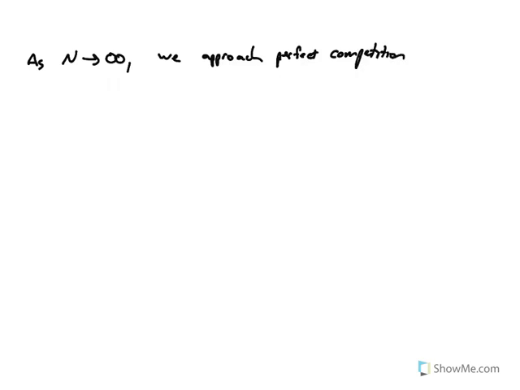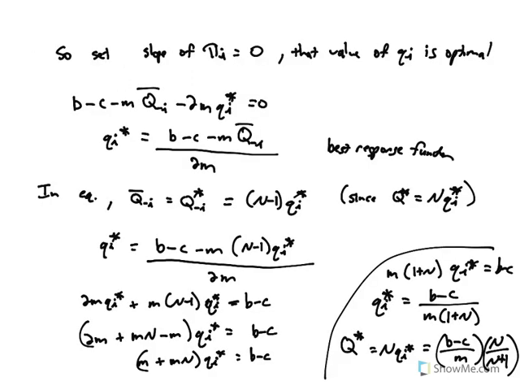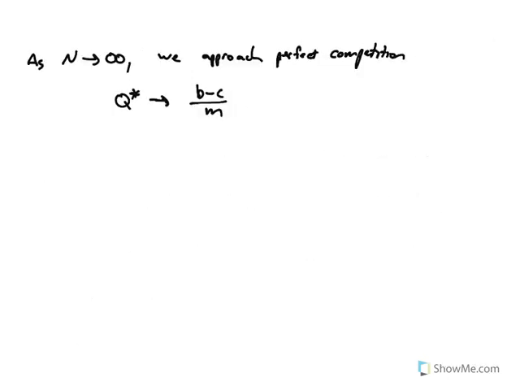Right? As the number of firms gets infinitely large, every individual firm becomes arbitrarily small relative to the market, and they become a price taker, right? So we're approaching perfect competition, then Q star approaches, well, we had b minus c over m, I believe. I'm going to check that real quick. Yeah, times n over n plus 1. But n over n plus 1 in the limit as n goes to infinity approaches 1. It actually approaches it quite quickly, right? So big Q star is simply equal to b minus c over m, right? So that's the equilibrium quantity in perfect competition.